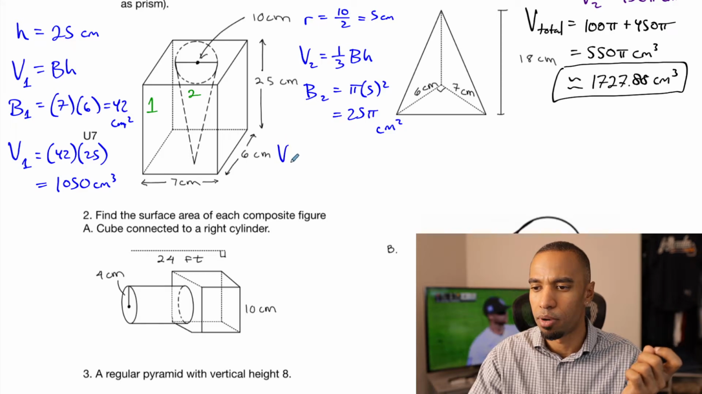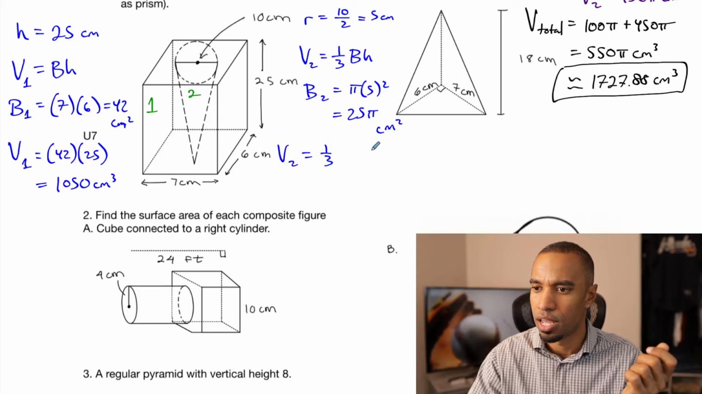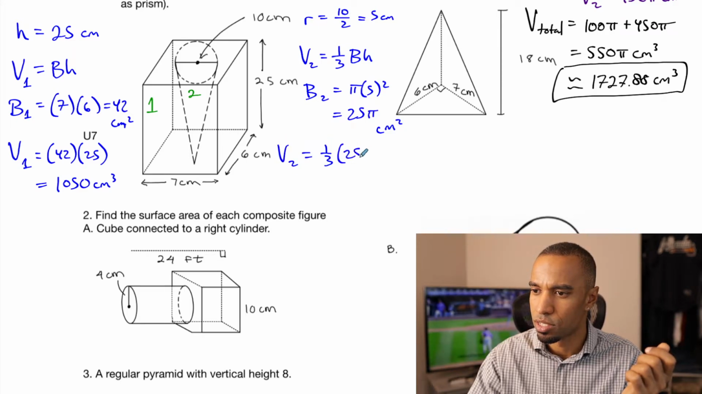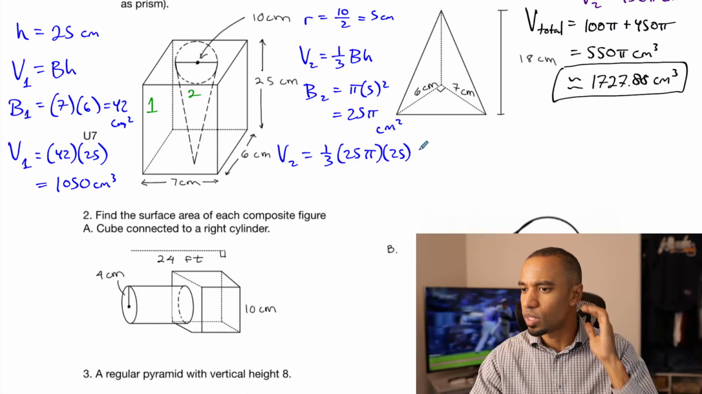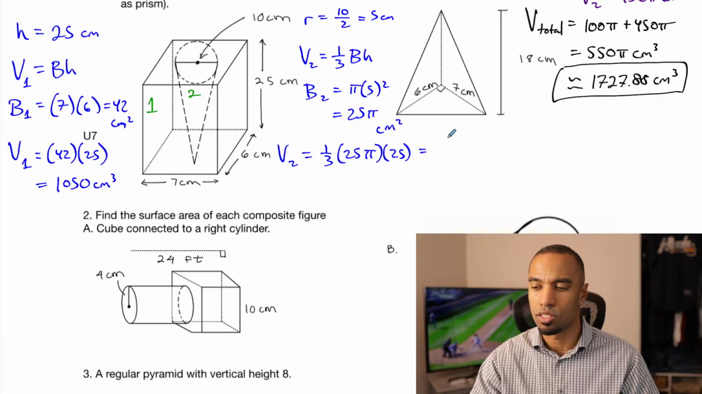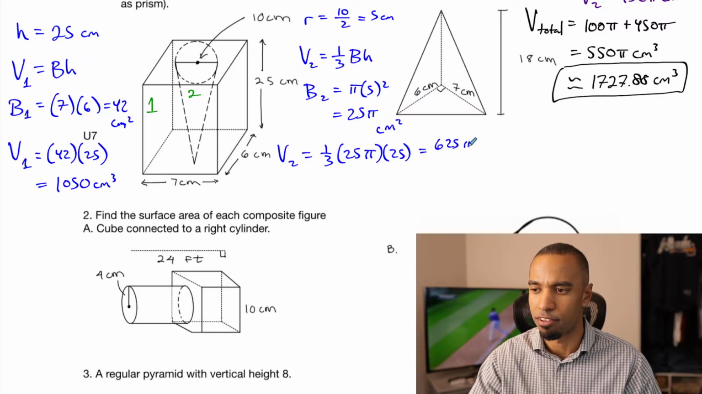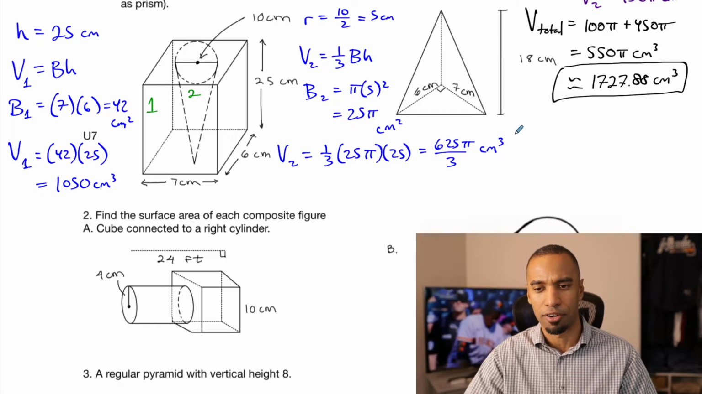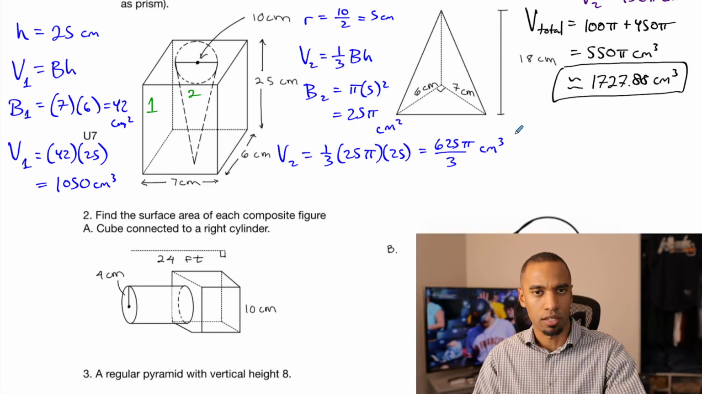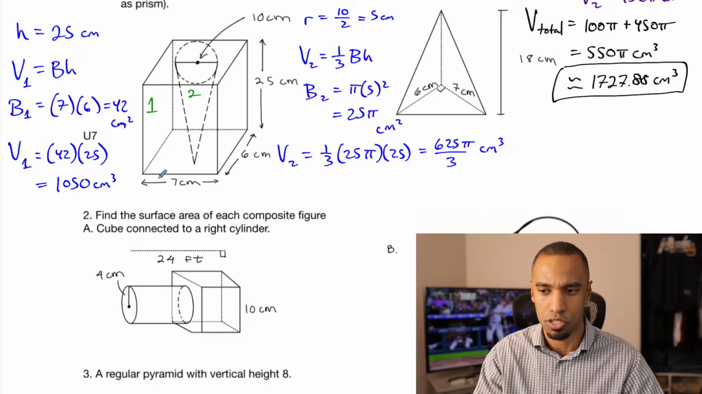So the volume of 2 is 1/3 area of base, 25 pi, times a height of 25. There's no exact, it's a fraction. This is 625 pi over 3 cubic centimeters. And I'm going to leave it like that for now, before I round it. I could, because this is just an integer here.